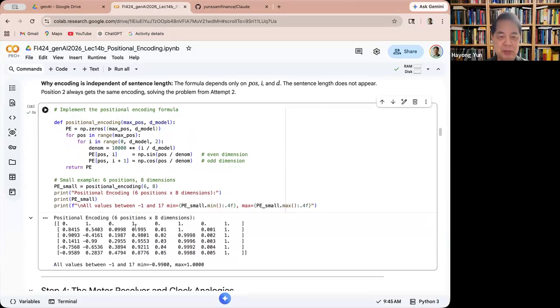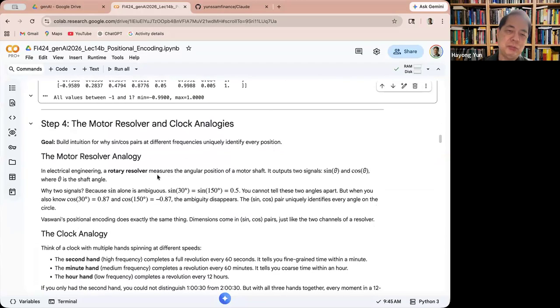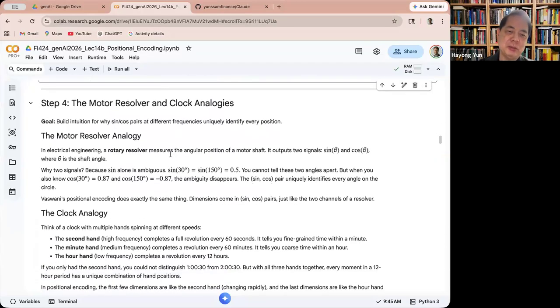So it's basically sine and cosine, cosine, sine. The first position 0 will always get this, like 0, 1. Sine 0 is 0, cosine 0 is 1, and like this, even at higher or lower frequency. But the next word will basically start changing like this. Right? So the motor or clock analogy. First, the motor analogy.